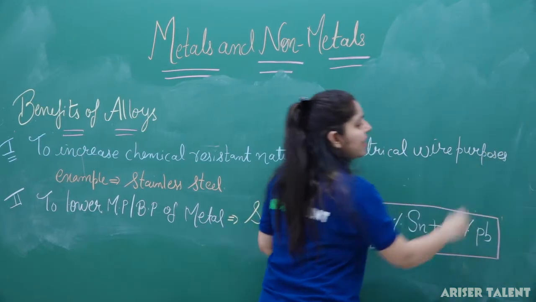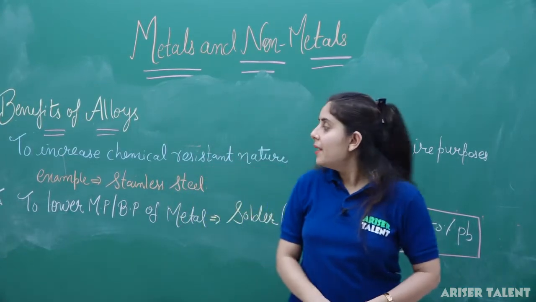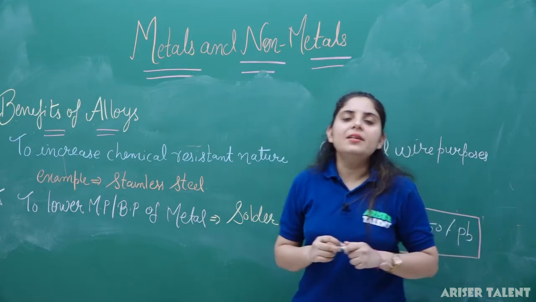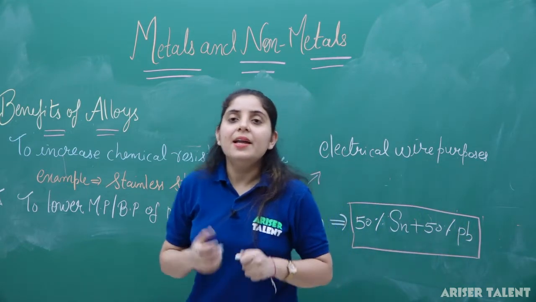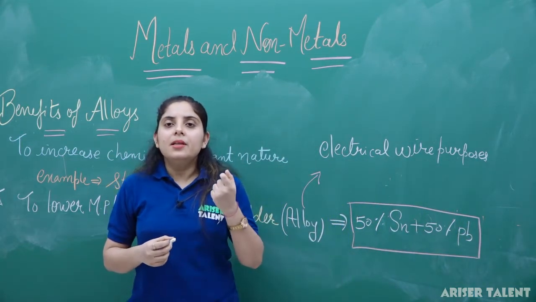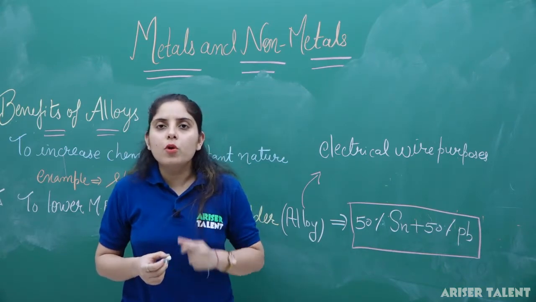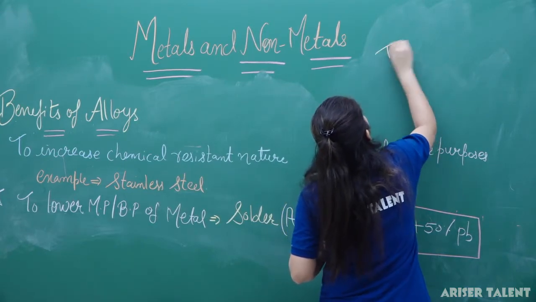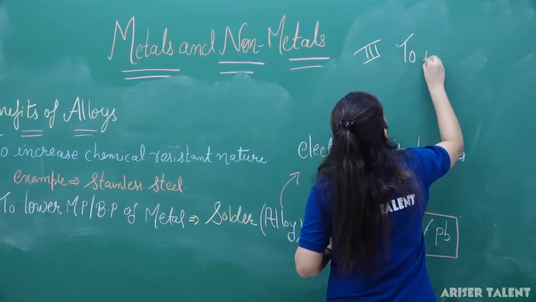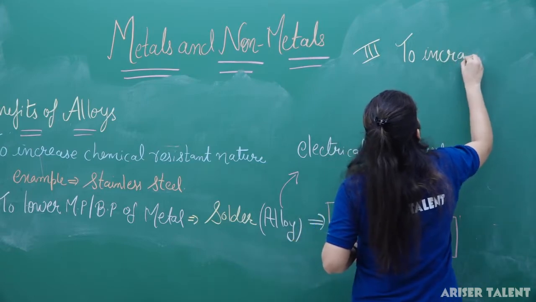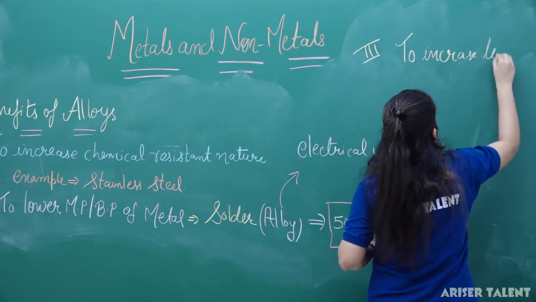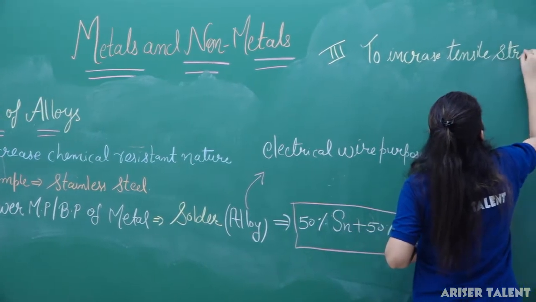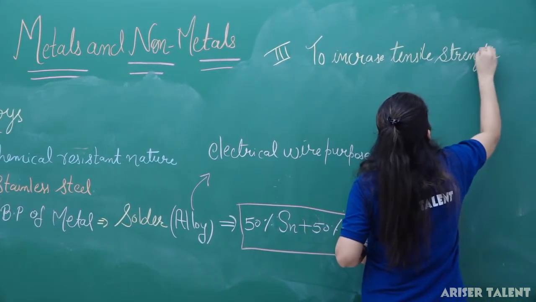So it is a second example of making alloys that it will help to lower the melting boiling point of a metal. The third advantage of having alloys is that it will help in making the tensile strength of a substance more effective. So the third category will be to increase tensile strength.